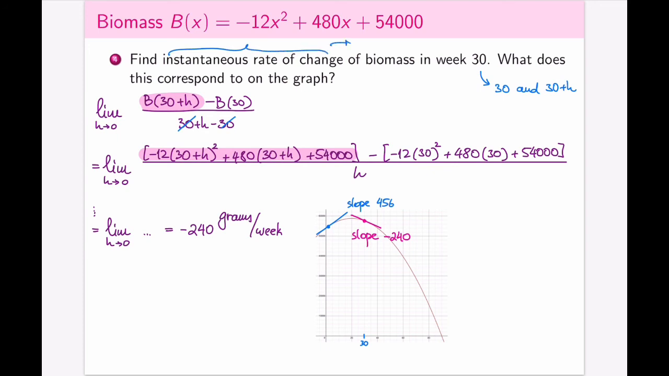Okay? Once again, the point to remember is that the instantaneous rate of change corresponds to the slope of the tangent line at that point. Okay, not just any tangent line, the tangent line at the point where we're actually calculating the slope. And given that, it can be negative, which will signify the decrease. Here, for the positive slope, the biomass is increasing. And for the negative slope here, the biomass is decreasing.